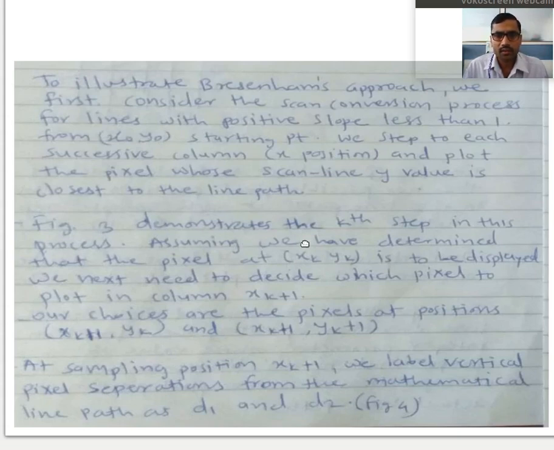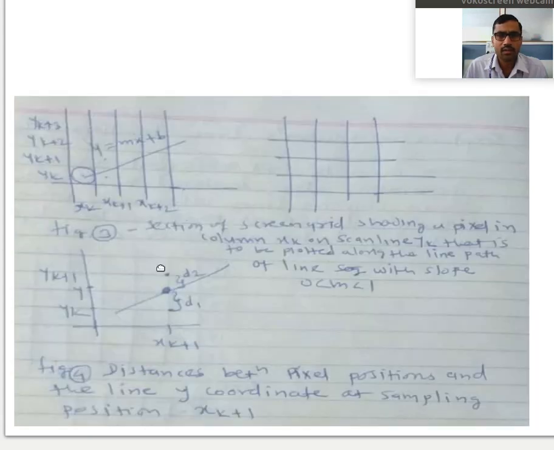In figure 3 we have demonstrated the kth step in this process, assuming we have determined that the pixel at xk, yk is to be displayed. We next need to decide which pixel to plot in column xk plus 1, either position yk or yk plus 1. So our choices are the pixel positions xk plus 1 comma yk and xk plus 1 comma yk plus 1. As we can see in this particular figure, either it is xk plus 1 yk, this pixel, or this one, xk plus 1 yk plus 1.